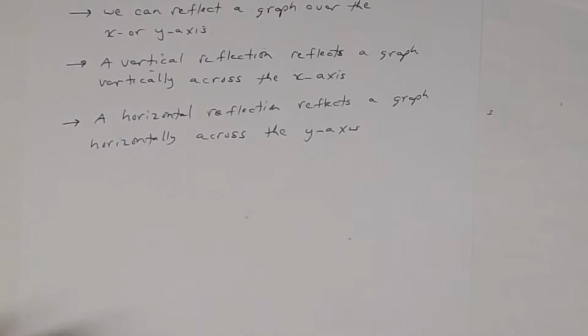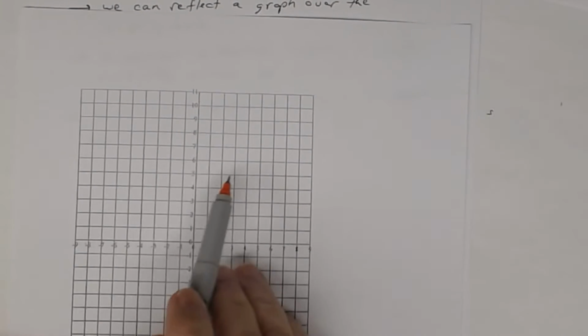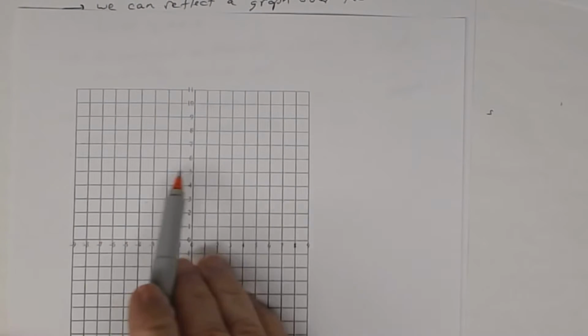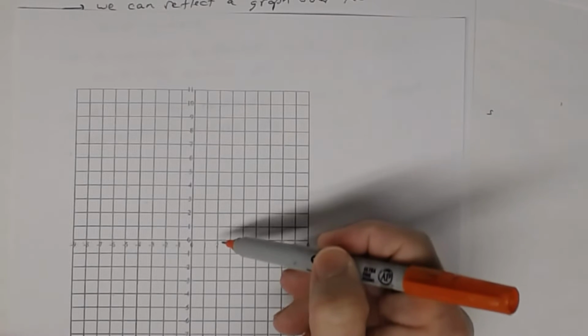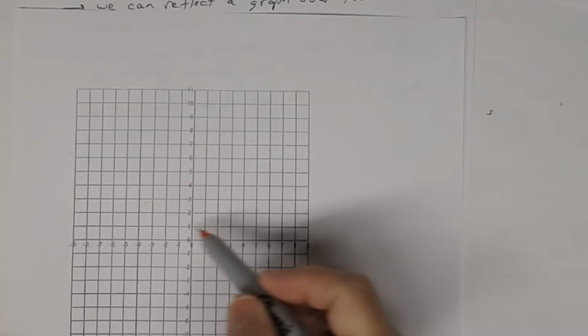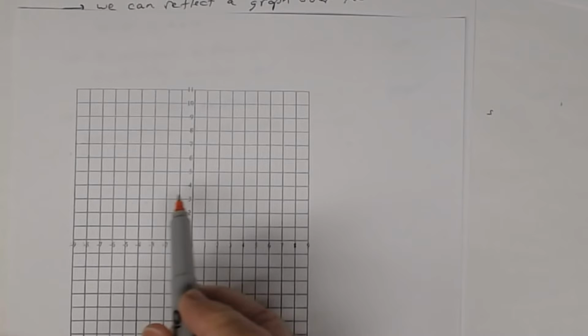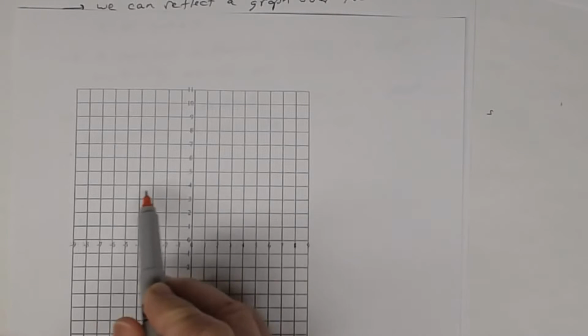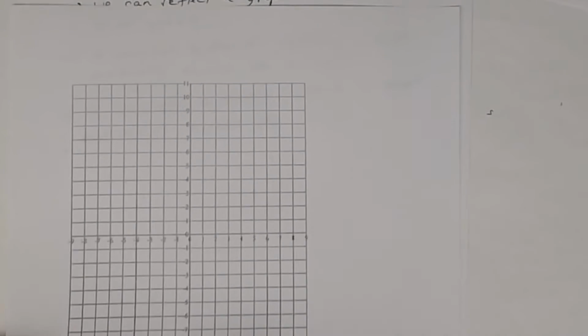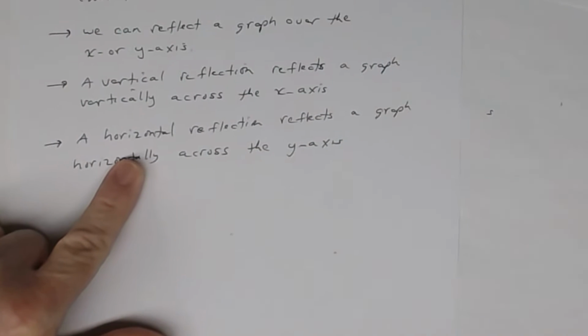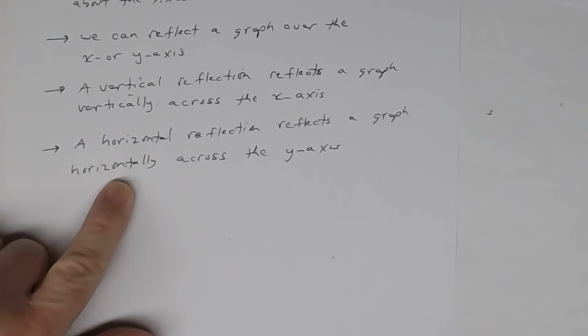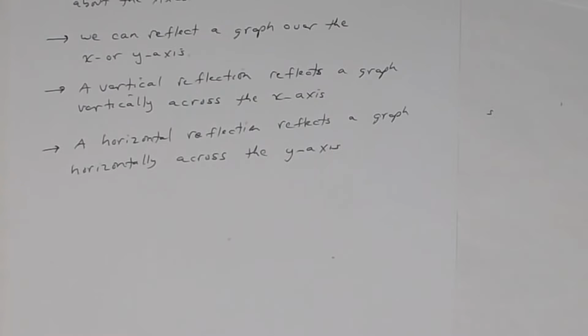So when you think horizontal, a horizontal reflection means going left and right, right? A vertical reflection is across the x-axis. A horizontal reflection is across the y-axis. That's what you see here. A horizontal reflection reflects a graph horizontally across the y-axis.